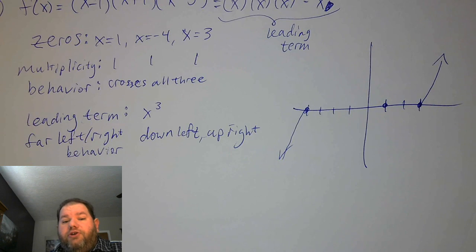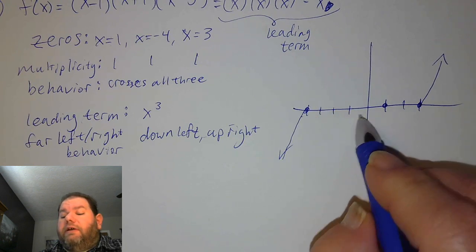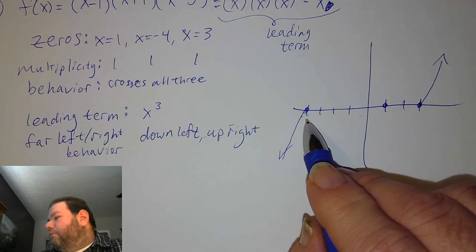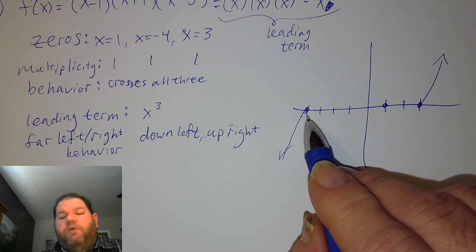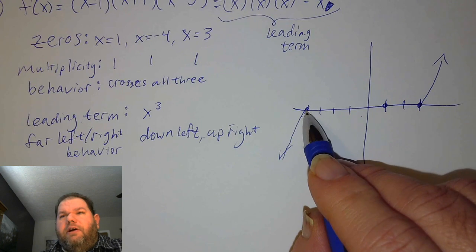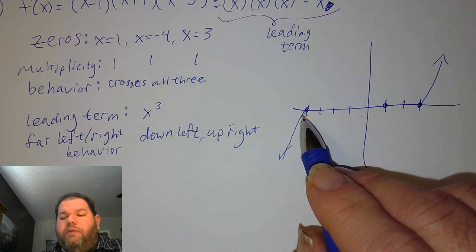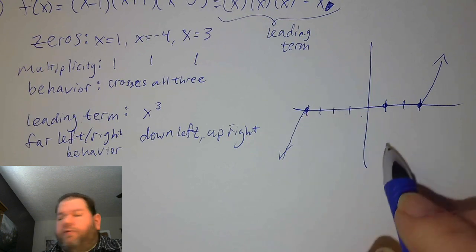Now another strategy we can use for graphing is after we do our down left and our up right, whatever our far left and far right behavior is, we can just pick one side to start at, and this is at negative 4. Oh yeah, most polynomials will look like some kind of wave. It's just a matter of the actual behavior at each point.